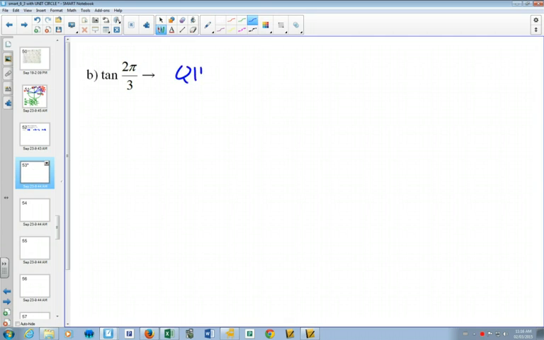So 2 pi over 3 is in quadrant 2. You notice that because 2 is 1 less than 3. That's a pattern that we use to help us remember that. It's part of the pi over 3 family, so that's our reference angle. Tan of pi over 3 is root 3, so tan of 2 pi over 3 will be negative root 3 because it's in quadrant 2.